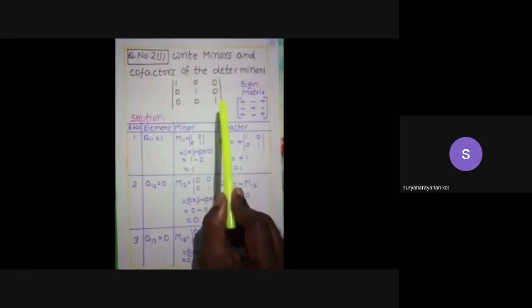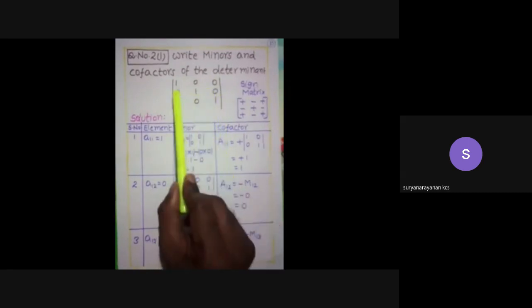So to find the minor of this element, close the first row and the third column. What is the submatrix? You will get here 0 1 0 0. We have to find its determinant. Then you get minor of that element. Is it clear, my children? Right. Now cofactor A13. What is the sign here? Plus. So plus minor of that element, plus 0. Is it clear, my children? Right.